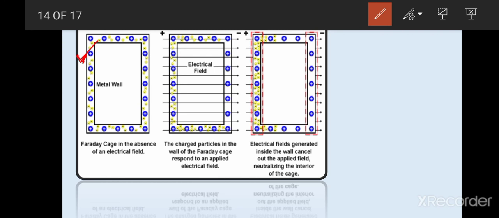In the first case you can see this is a metal wall which has electrons and protons in the same number. This is the Faraday cage in the absence of an electric field. But when an external electric field is applied, you can see positive and negative charges, and these field lines are from positive to negative charge. The charged particles in the wall of the Faraday cage respond to an applied electric field. Here you can see the external electric field is applied. In the third figure, you can see how the charges present in the metal respond.